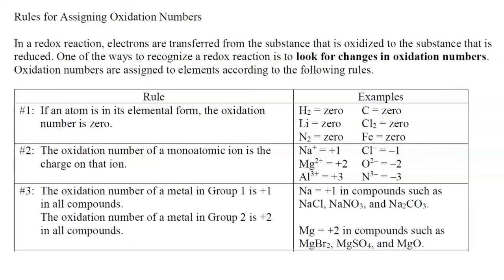Number 3, the oxidation number of a metal in group 1 is +1 in all compounds. So in the example, I have sodium, which is +1 in compounds such as NaCl, NaNO3, Na2CO3. And the oxidation number of a metal in group 2 is +2 in all compounds. And here's an example of magnesium, which has an oxidation number of +2 in compounds such as MgBr2, MgSO4, and MgO.